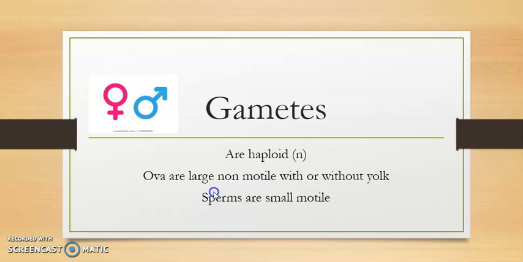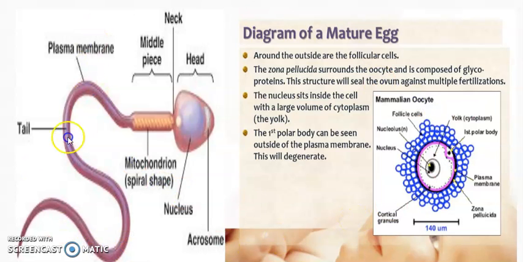And the sperms are the male gametes. They are small in size and they are motile, they are moving. Here I show the structure of both the gametes. This is the structure of a sperm.